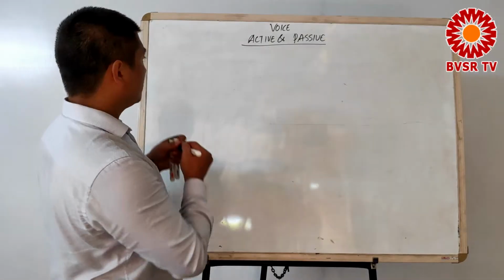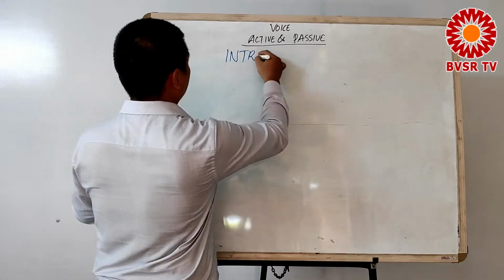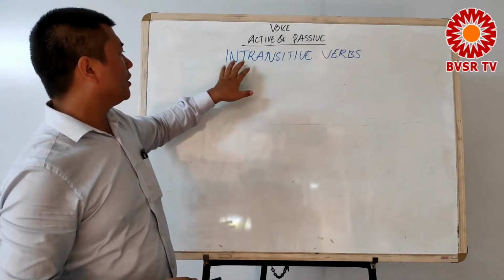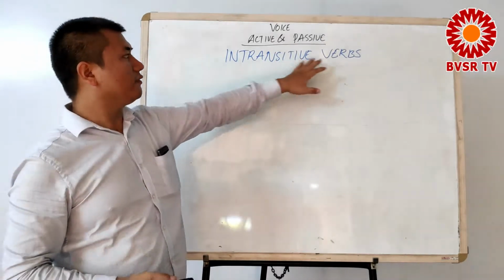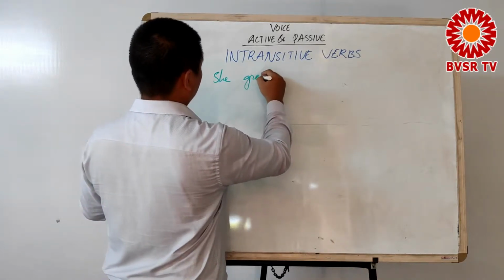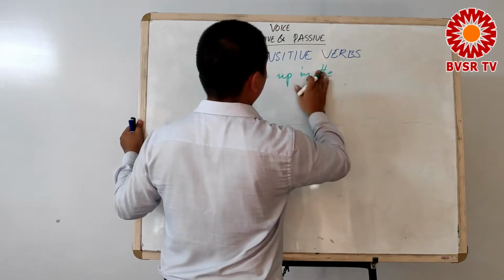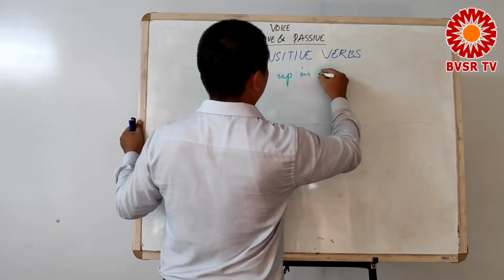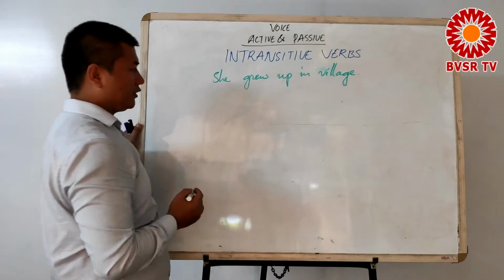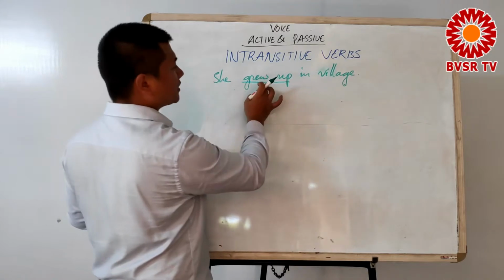You cannot convert sentences of intransitive verbs. You cannot convert active voice into passive voice of intransitive verbs. For example, she grew up in village. She grew up in village. Grew up, grew, this is an intransitive verb.